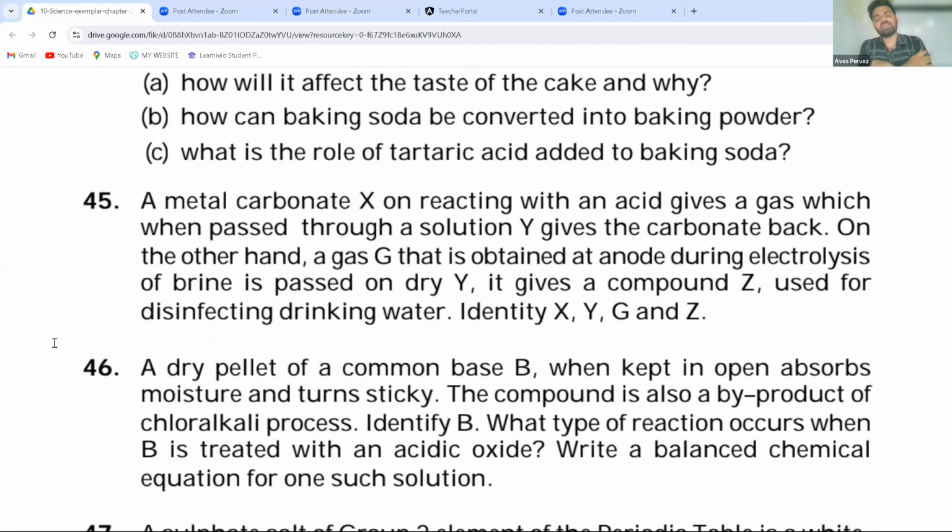What is X? What is Y? What is Z? What is G? Sir, X is calcium carbonate. Y is slaked lime, Ca(OH)2. G is a gas. Which gas is it? Chlorine. And Z is bleaching powder. Yes, sir. Okay.